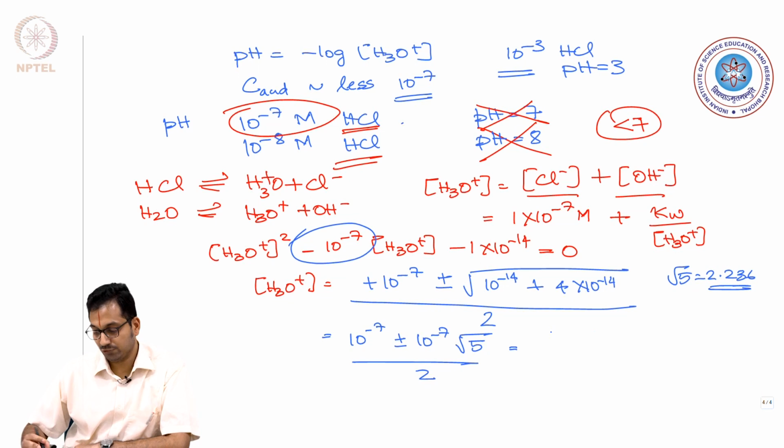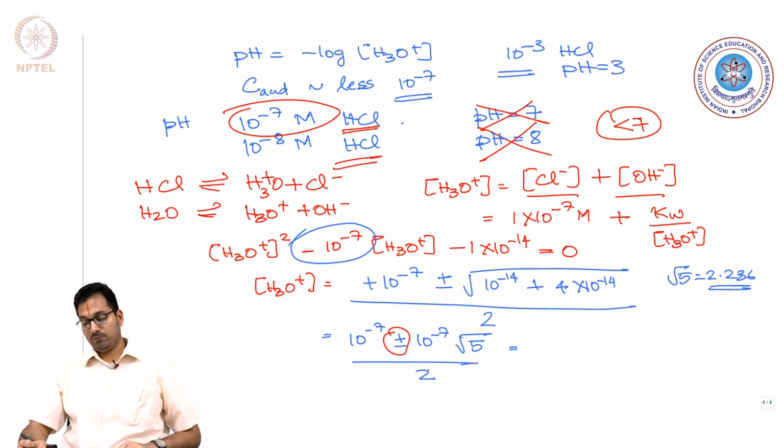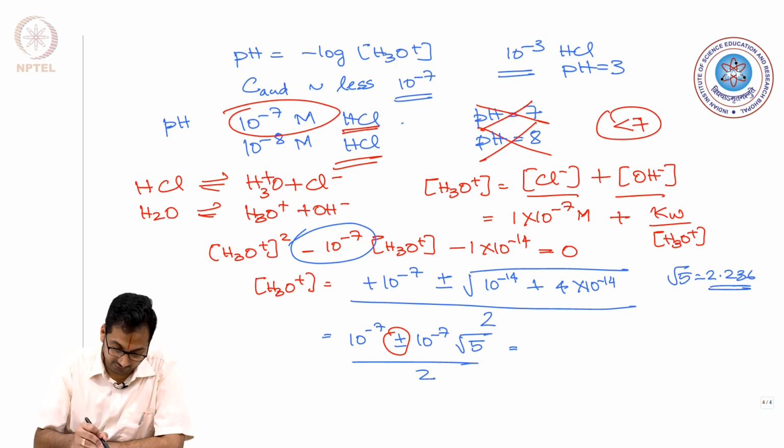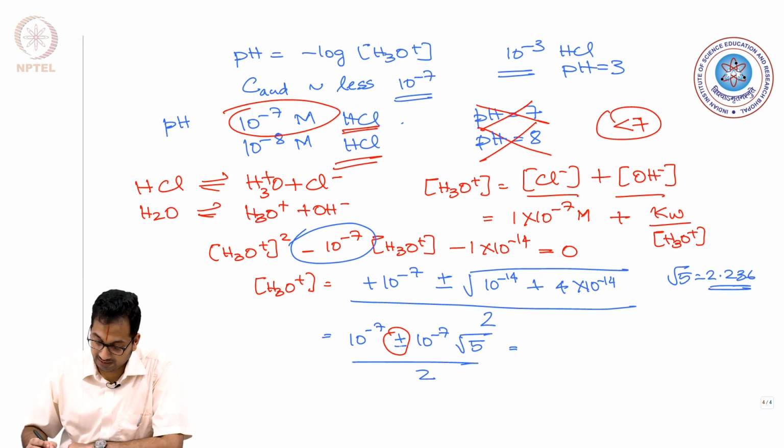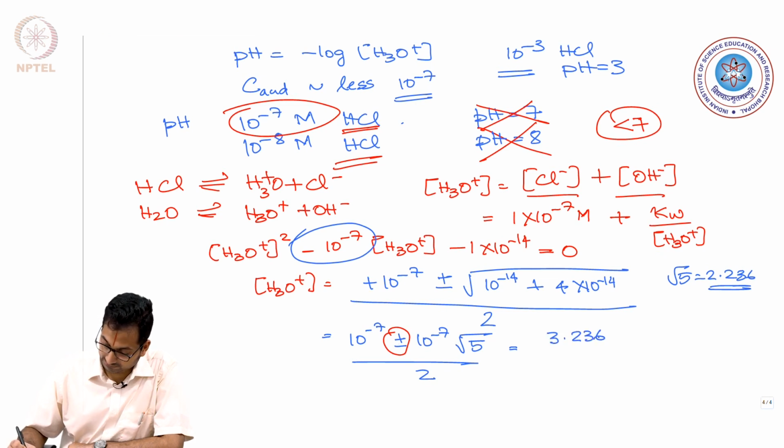You have two solutions here, a plus or a minus, and you realize that the minus 2.236 results in negative concentration of hydronium ions, which is not possible. So, therefore, we are only going to take the solution where you have the plus. So, this is going to end up as 3.236 into 10 to the power of minus 7, of course divided by 2. So this is going to be 1.618 10 to the power of minus 7 molar.